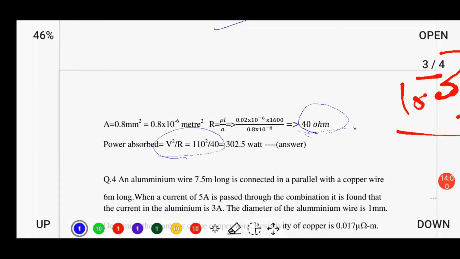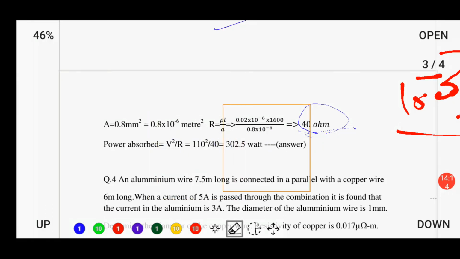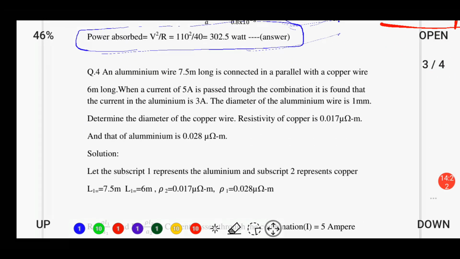So in place of V, what will we write? 110 square divided by the resistance value, which is 40 ohm. On calculating, our total power comes out to be 302.5 watt, which is the SI unit of power. So our final answer obtained here is that the power absorbed is equal to 302.5 watt. This is our final answer. Now let's move on to our next question.